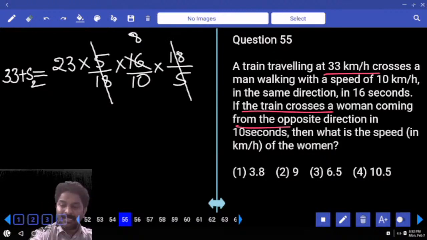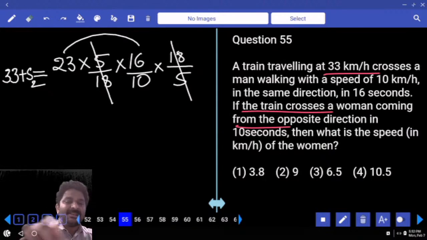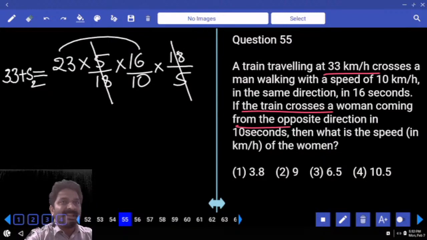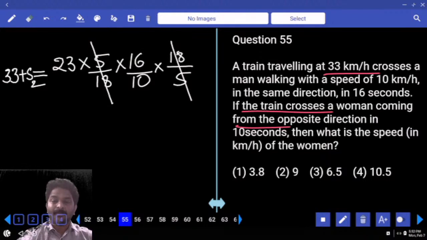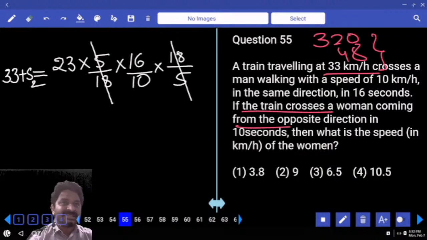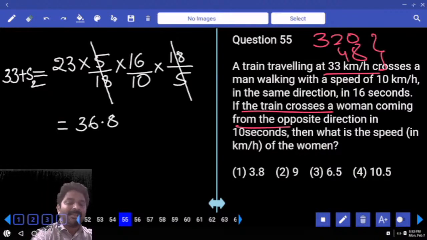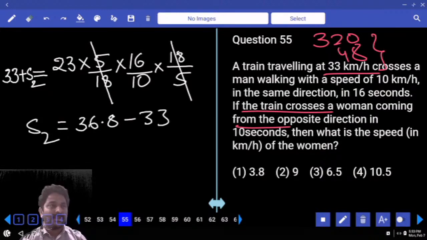Keep it like this, don't change the 10 value. 23 into 16. 16 20 times plus 3 times. We shall go for that. 16 20 times, 320. 16 3 times, 48. Both together 368. Divided by 10, in the sense 36.8 only. From this S2 is equal to 36.8 minus 33. Answer 3.8, first option.